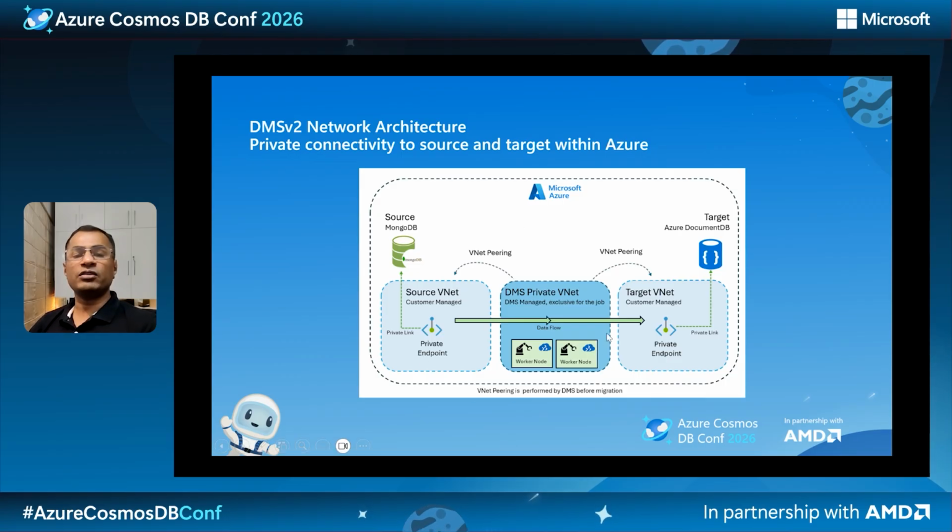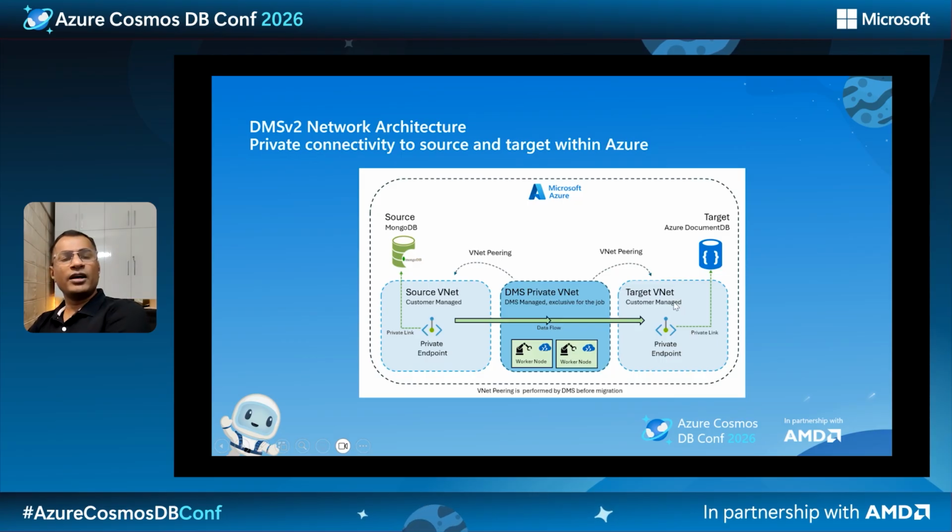And what you do is you provide the DMS permissions to do VNet peering. So what the DMS would do is, at the time of running the job, it would create a new VNet. It would deploy the worker nodes within the VNet, and it would set up VNet peering between the DMS VNet and source and DMS VNet and target. And once the migration job is complete, it will delete this VNet and the peering will also be removed. So that way, the migration happens privately without any connection going to the internet.